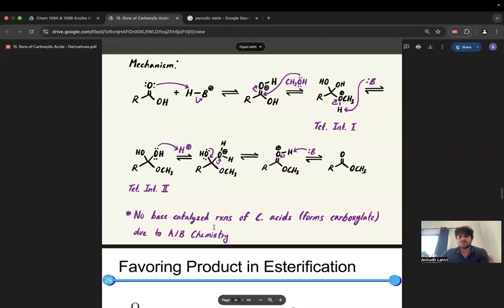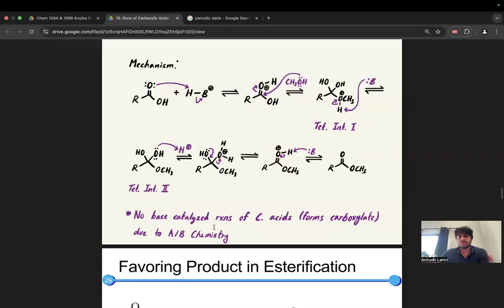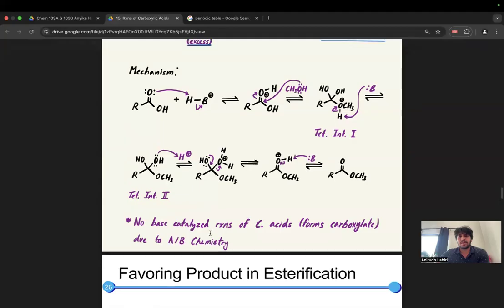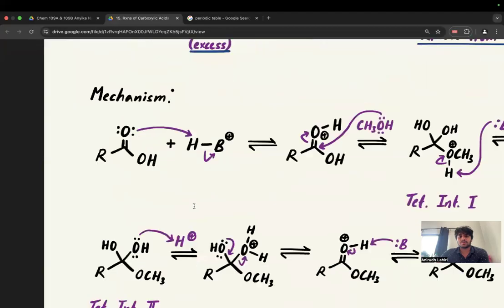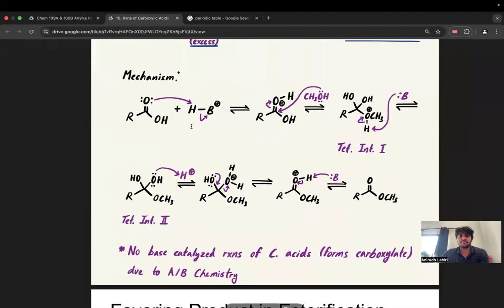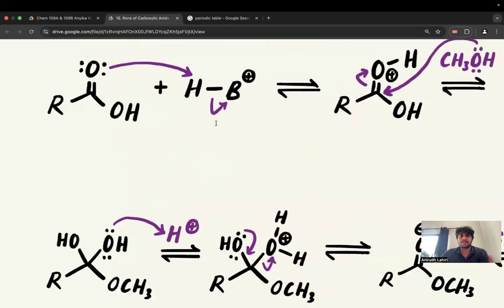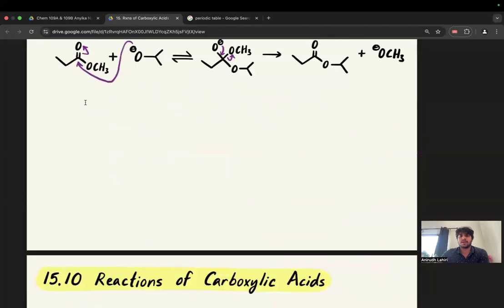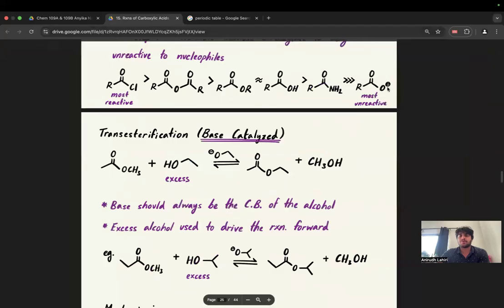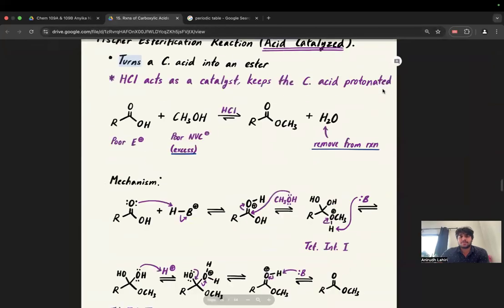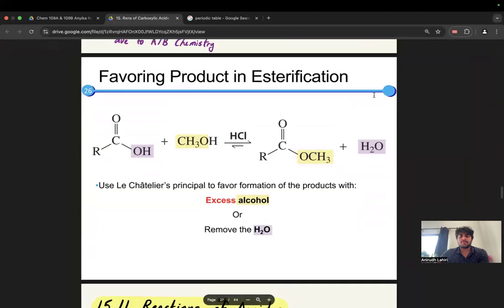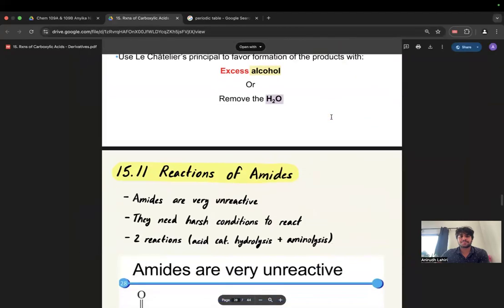Okay. There's also no base catalyzed reactions of carboxylic acids, and this is due to acid-base chemistry. So if we had B minus here, a base here, it wouldn't attach here. It would preferentially attach here. It would just deprotonate this, and now we have a carboxylate ion. We'd have this compound. It would just deprotonate this H, and then it's not reactive anymore. Okay, favoring products, we talked about that.